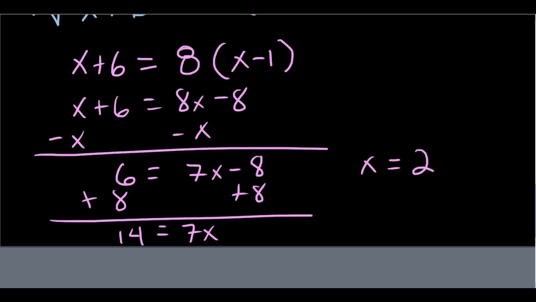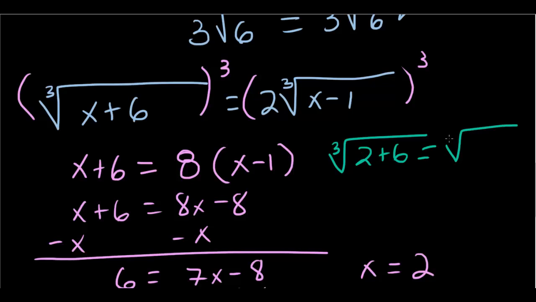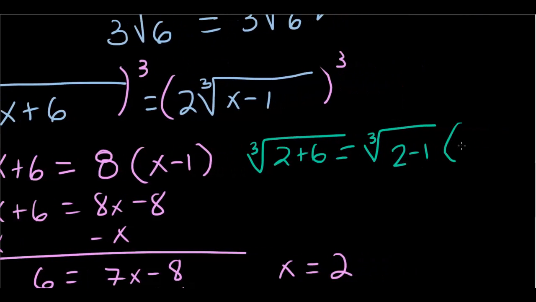And again, we go back and test the answer. So it's going to be cubic root of 2 plus 6, which is supposed to equal cubic root of 2 minus 1 times 2. I wrote it in a different order, but it's still the same thing.